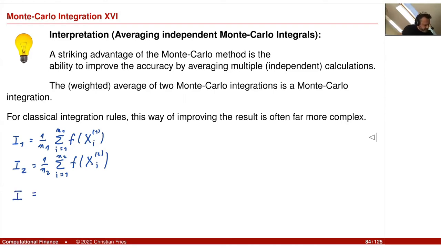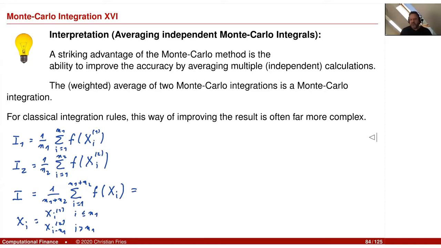these two. Even if the number of samples is different, we have n1 plus n2 samples in total, and we have a sum from i equals 1 to n1 plus n2. And we have a sequence which I call x_i. So the sequence x_i is either x_i superscript 1 for i less or equal n1, or it's x_(i minus n1) superscript 2 for i being larger than n1.